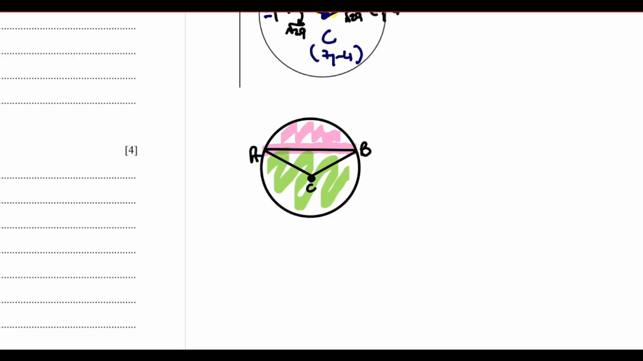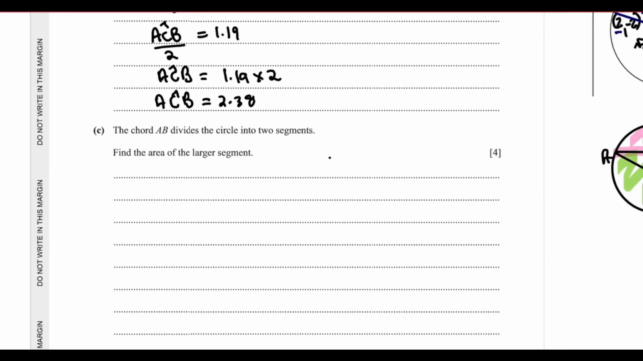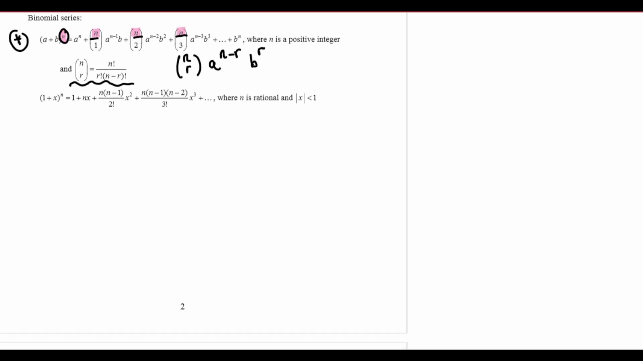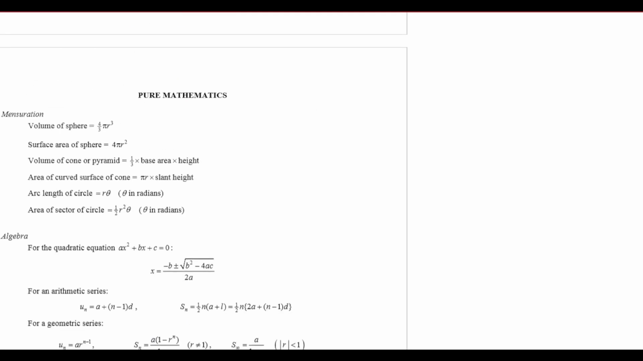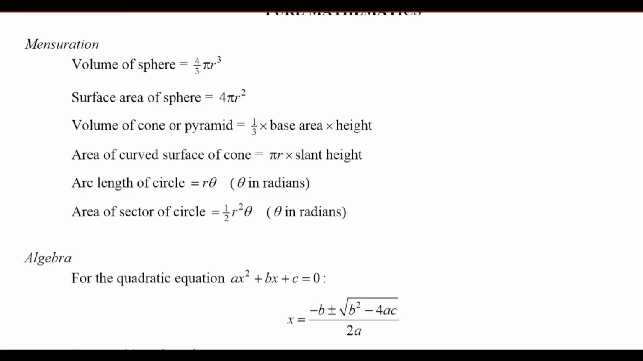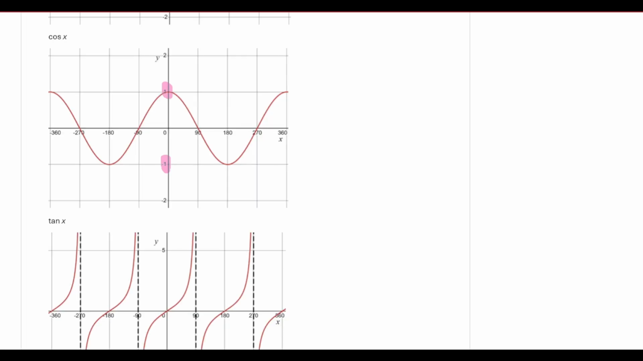How can we get that? If we think of this big sector over there, we could get this area and add it to the area of the triangle. Then we'll be sorted. Now you can go to your formulae list. What is the area of a sector? Half r squared theta, or in our case ACB.